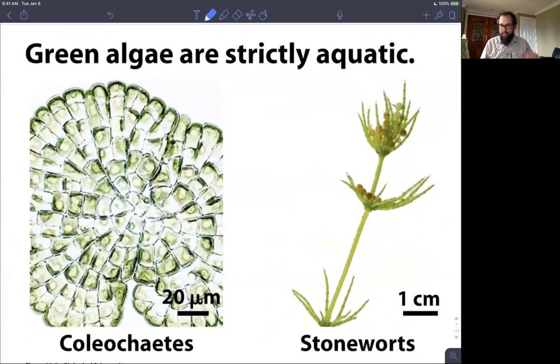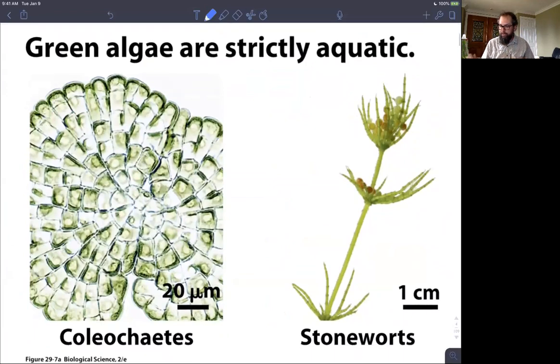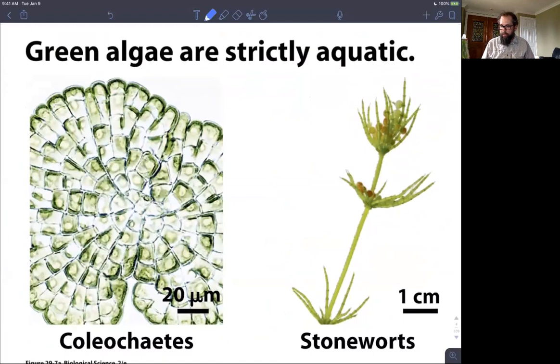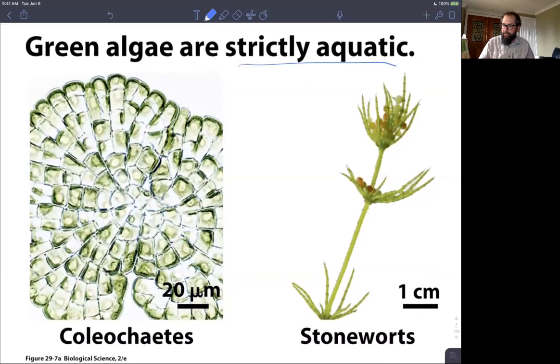Okay, so green algae themselves are strictly aquatic. I'm showing you a couple of different groups of green algae here, represented by Coleochaete and then Chara, or the stoneworts. These are two groups, the chlorophycean and charophycean green algae. Don't worry too much about those names; I'm going to introduce you to those in just a few minutes. But these are strictly aquatic. These are always living in water, and many of them in fresh water.